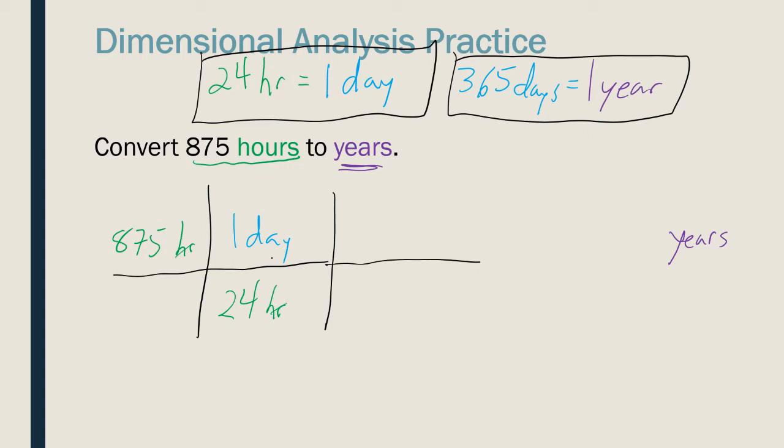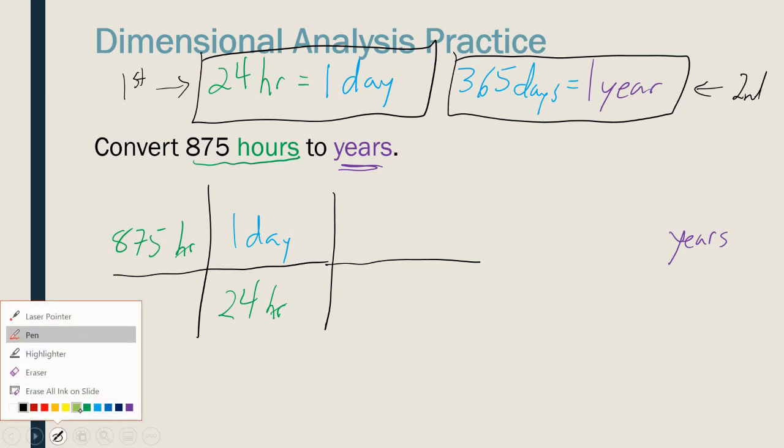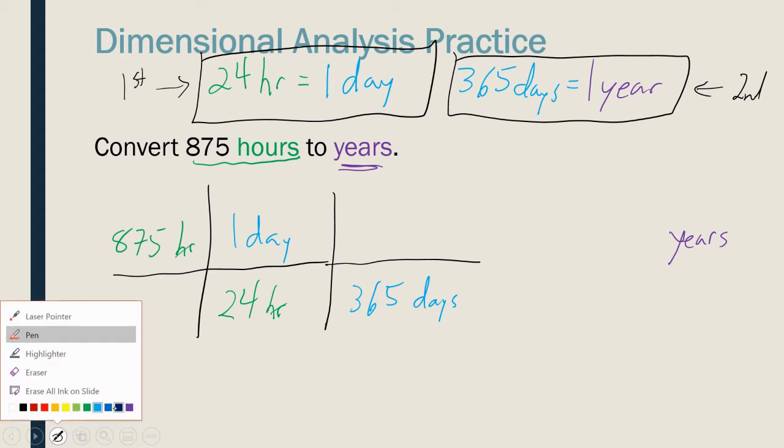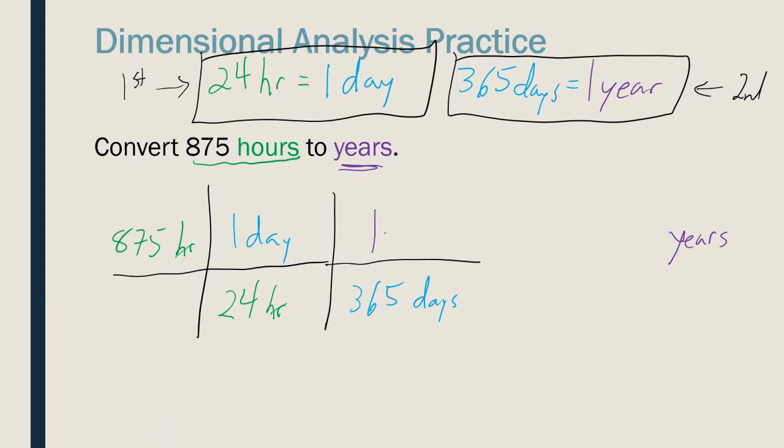So now we've got to get rid of the days. We've used this one first, and this is the only one left. So we're going to use that one second. Now we're trying to cancel days, so we want that blue 365 days in the denominator. If we put that in the denominator, then we can put the 1 year in the numerator. Look at what that does for us. It cancels out our days and it gives us the years, which is what we're looking for.